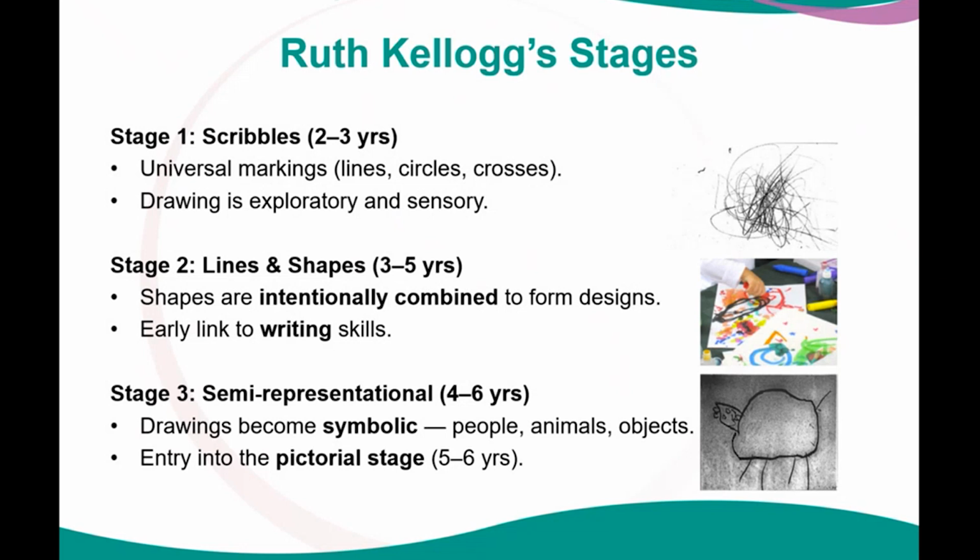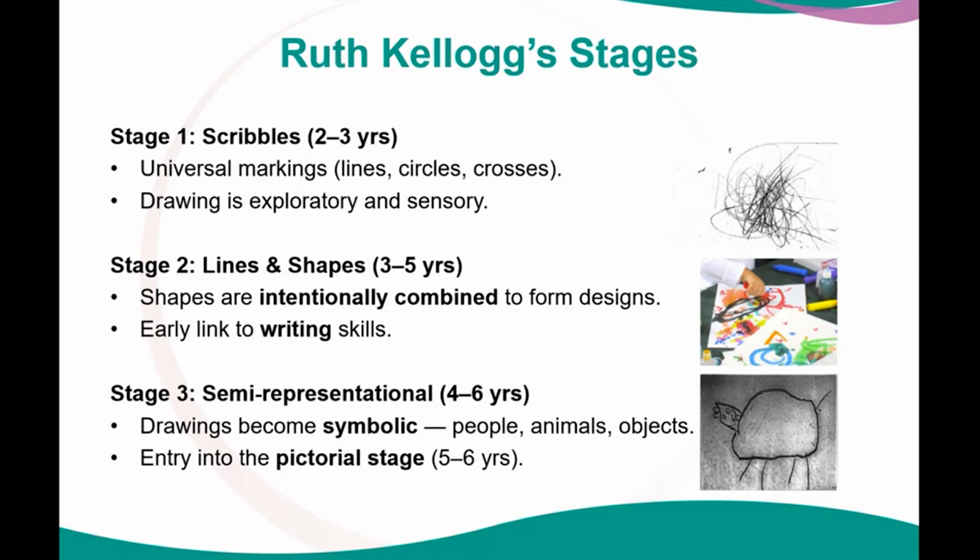So if we look at stage 1, the scribbles, this is ages 2 to 3. All children, regardless of their culture, make the same markings in the same way at approximately the same age. So the earliest drawings are about enjoying the process of making scribbles on paper. This is also ages 2 to 4. Scribbles can take shape and look like circles, ovals, squares, triangles, crosses. You will notice this as well.